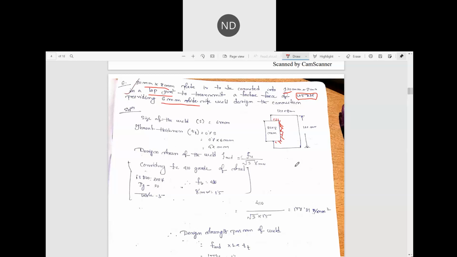And size, I think I told you in the first fillet weld class last time: what is the size of the weld? What do you mean by size of the weld? Anyone?